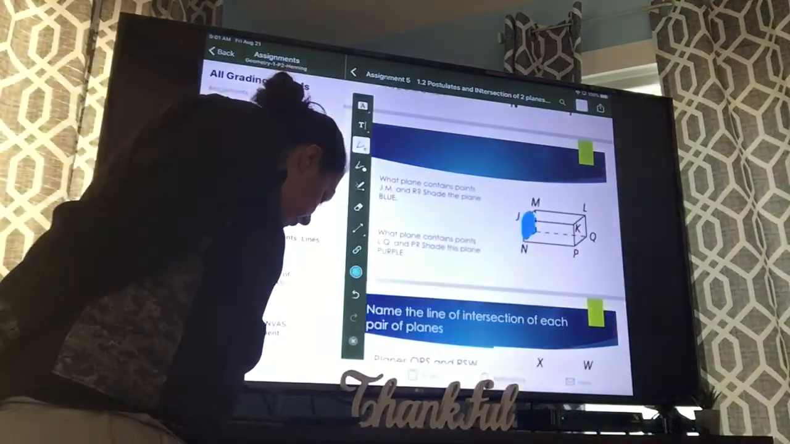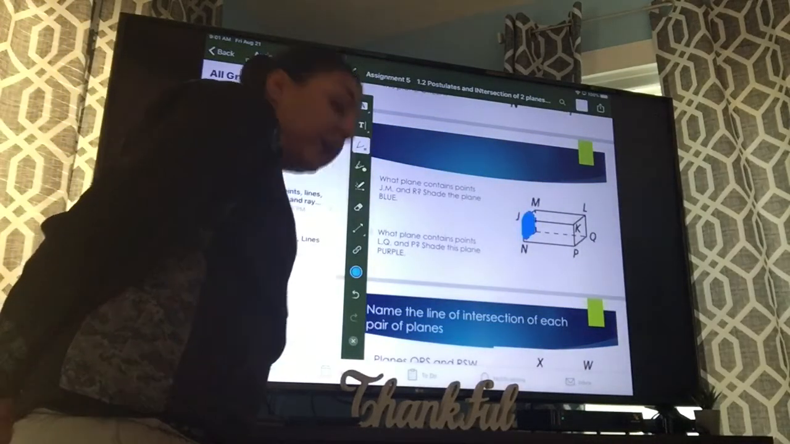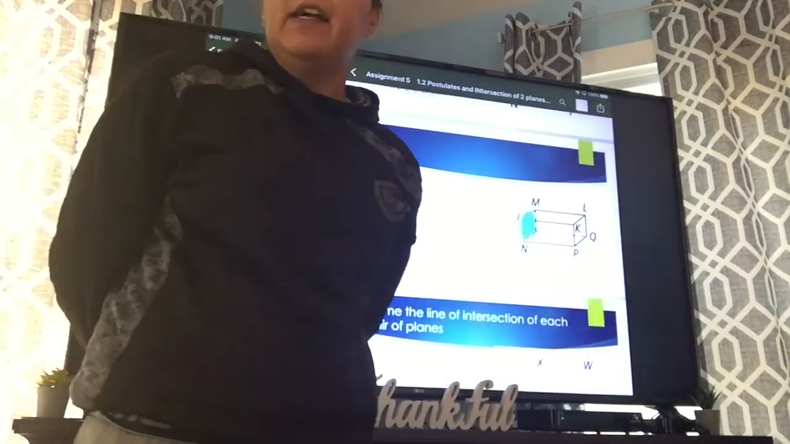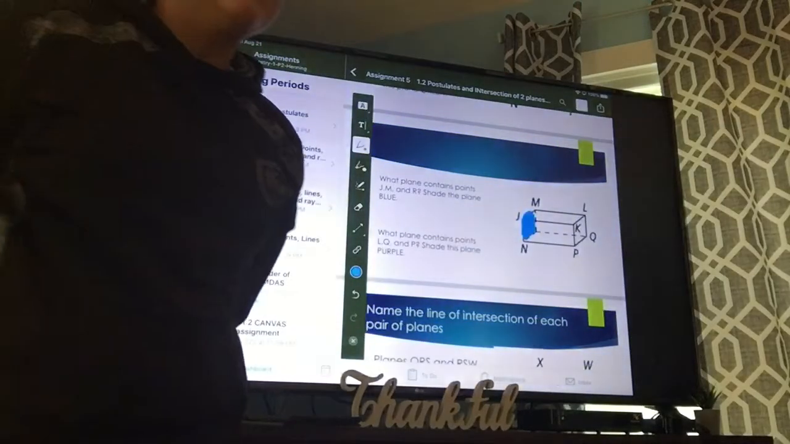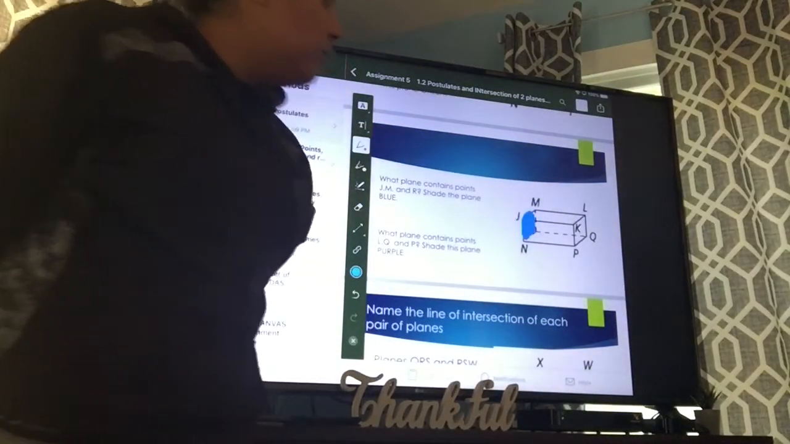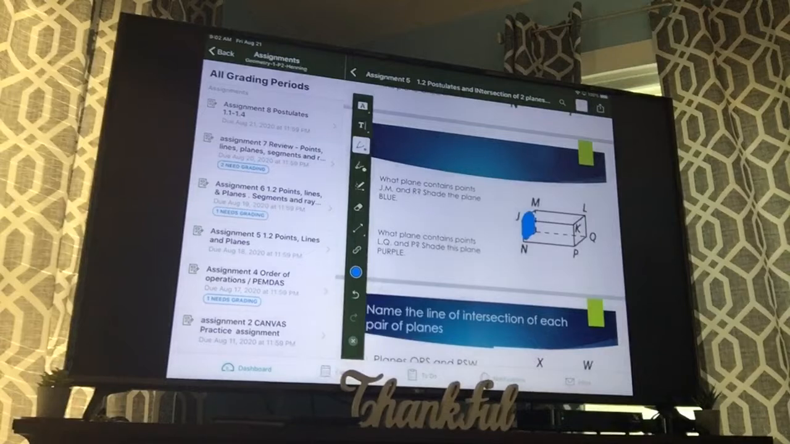It says, what plane contains the points L, Q, and P? So find L, Q, and P and see which one you think it is, and then I'll draw it in just a second.